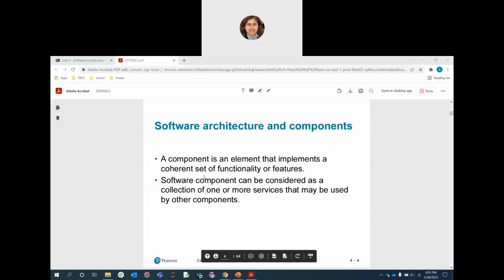Software architecture and components. When designing software architecture, you don't have to decide how an architectural element or component is to be implemented. Rather, you will pay attention to the design of the component interface, and leave the implementation of that interface to a later stage of the development process.